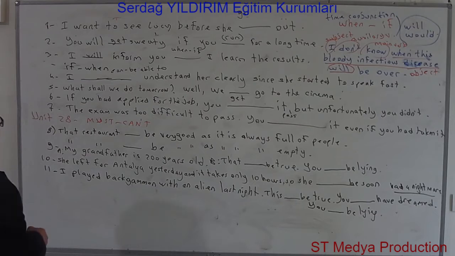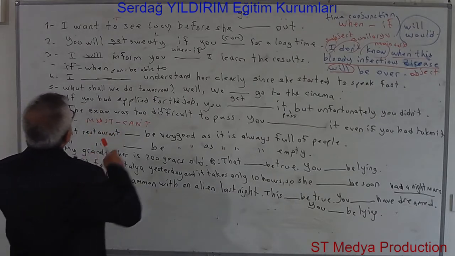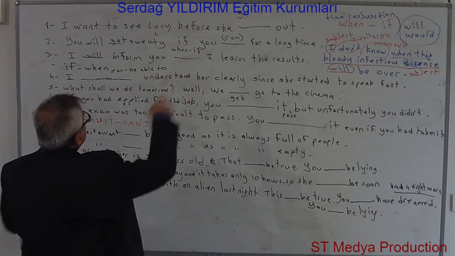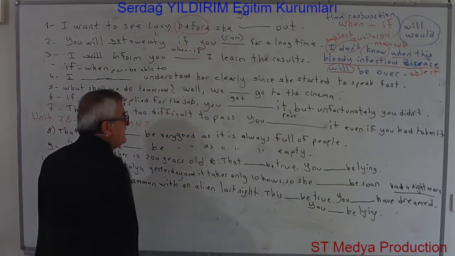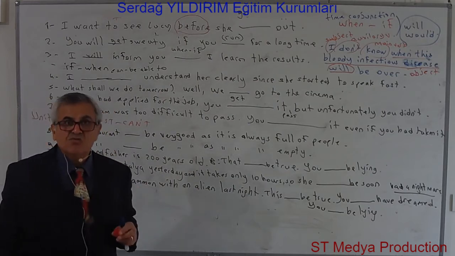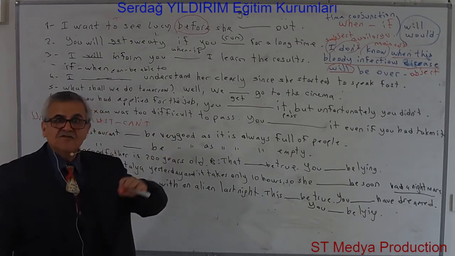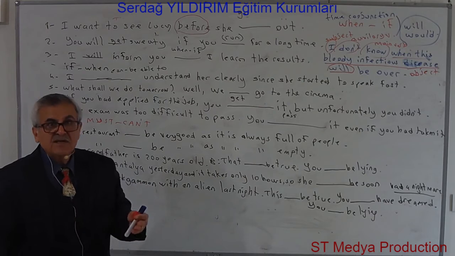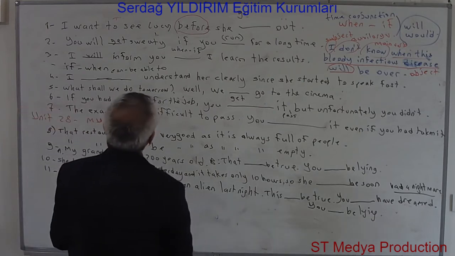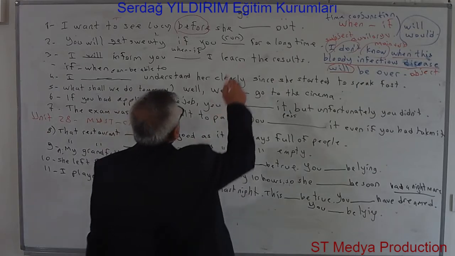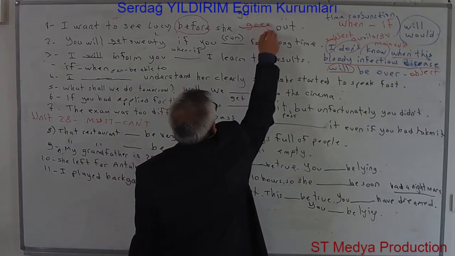Right, let's go on then, my friends. I want to see Lucy before she... what is before? You know its meaning. It's a time conjunction, my friends, like when, after, as soon as, once, etc., till, until. Okay. So, my friends, I want to see her before she goes out.